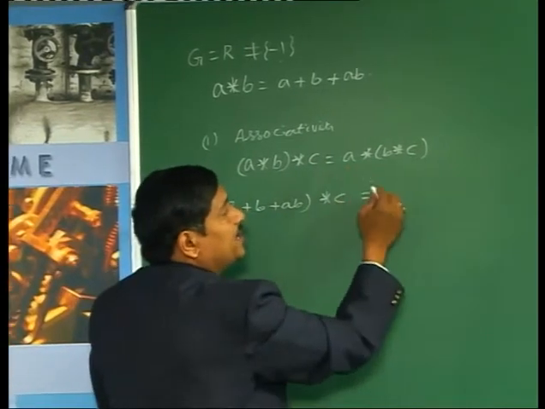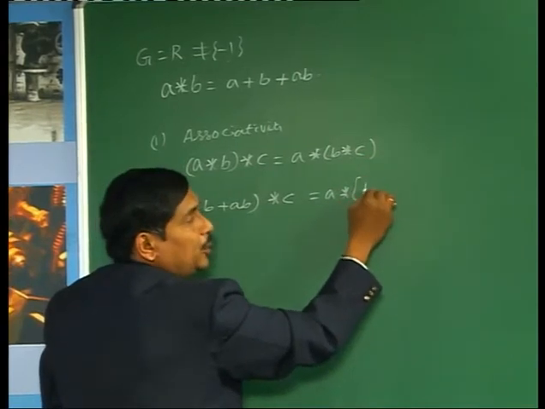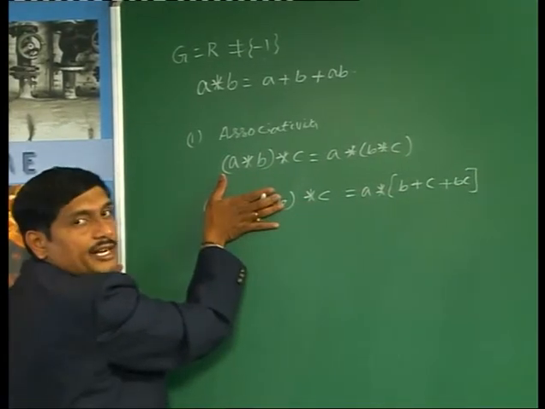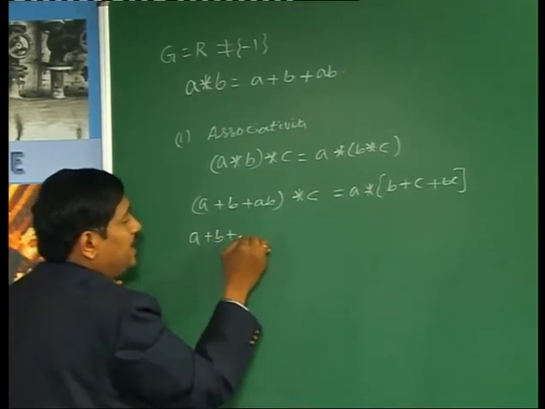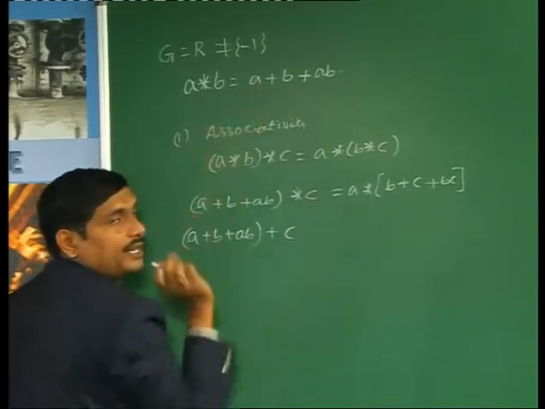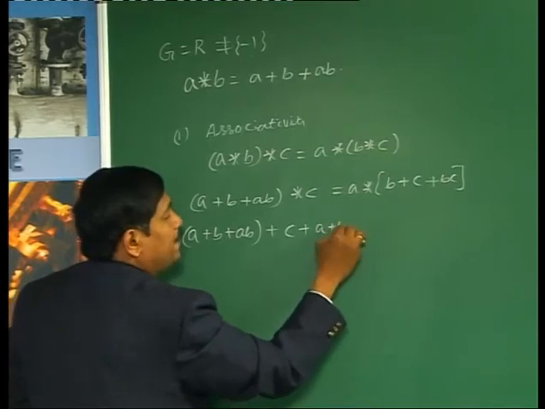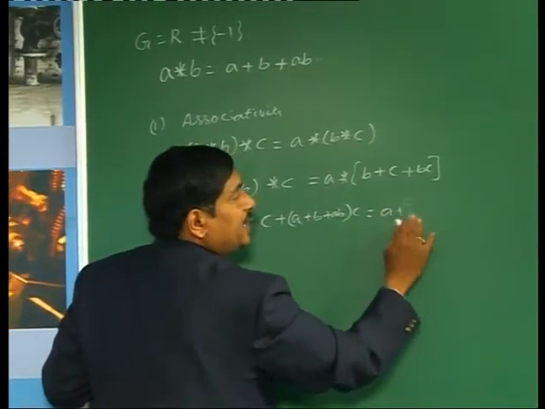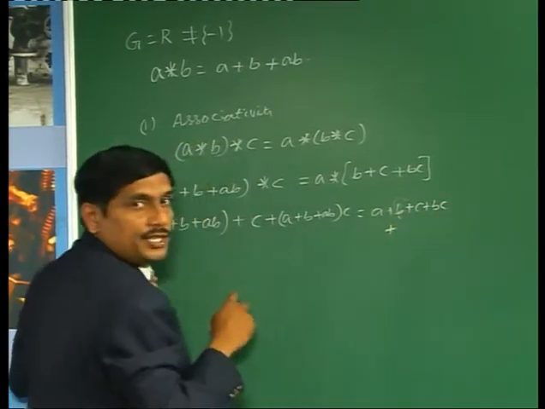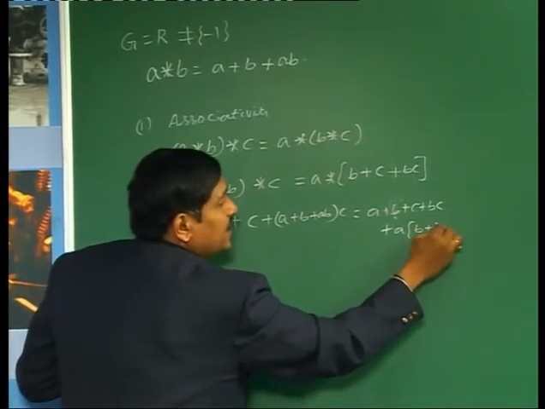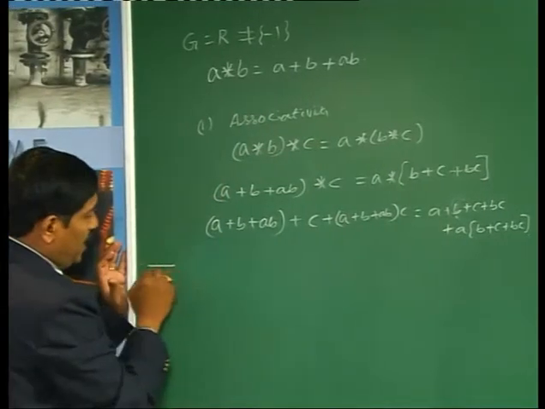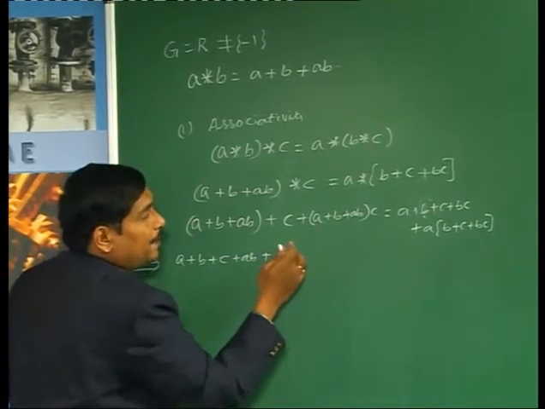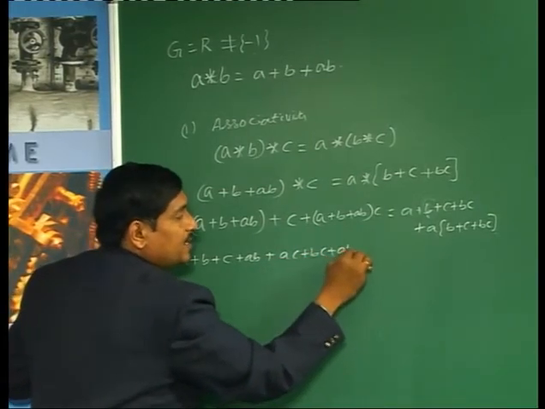Similarly, in the right hand side, what happens here? A star, the first and second element, can be denoted by B plus C plus BC. Then this becomes A plus B plus AB plus C plus A plus B plus AB into C, that is equal to the first element plus the second element B plus C plus BC plus A into B plus C plus BC. Finally, simplifying, we get A plus B plus C plus AB plus AC plus BC plus ABC.